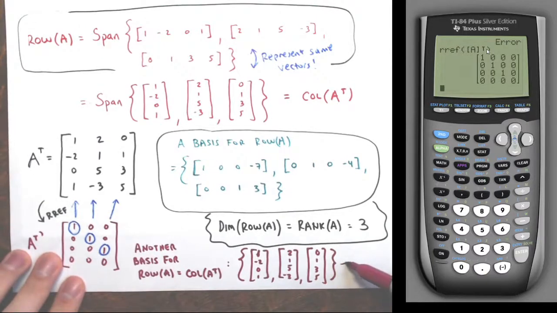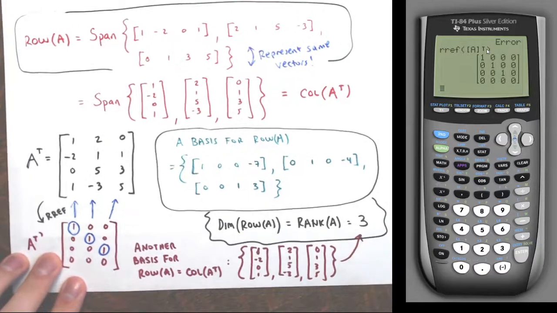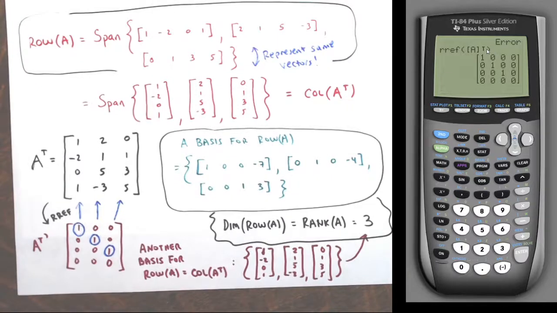And yet again, we're seeing that the dimension is 3, so the rank of this matrix is 3. Great, a roundabout way of doing that, but it still works the same way.